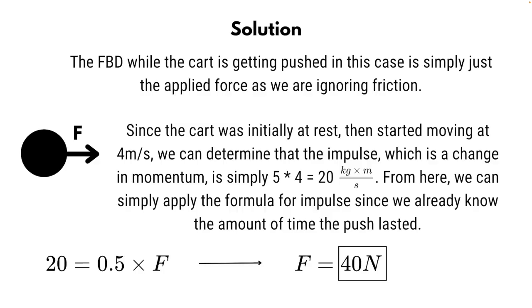Now we can just apply the formula for impulse, because we already know the amount of time the push lasted, which is half a second. So 20 is equal to 0.5 times F, where F is the force. Now divide both sides by 0.5, and we get F equal to 40 newtons. So that's the force Billy applied.